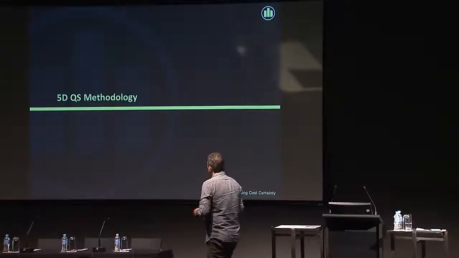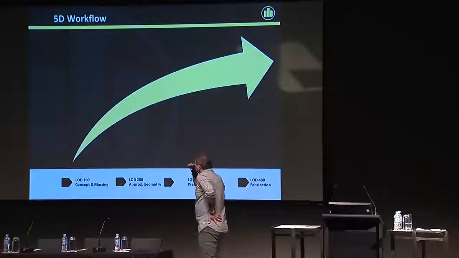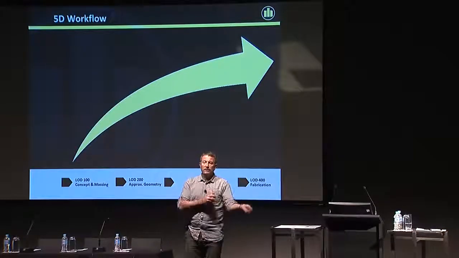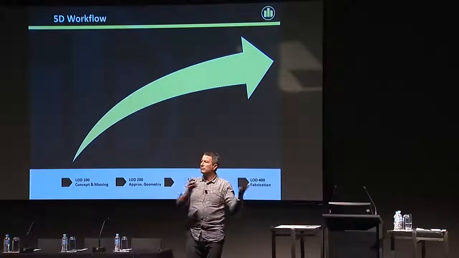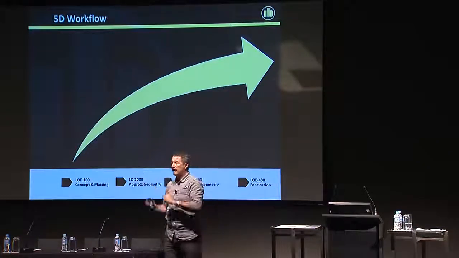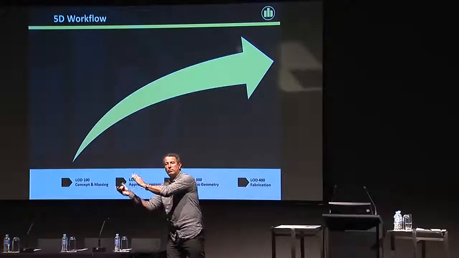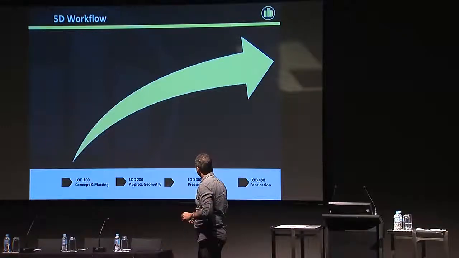So the methodology itself, the workflow, I've projected it as an arrow. It's skinny at the beginning, it's fat at the other end. That's because we know very little at the beginning, we know a lot at the end. Basically what we want to do is make big decisions at the beginning and really, really small ones at the other end. And I'll give you some examples on how these things work.